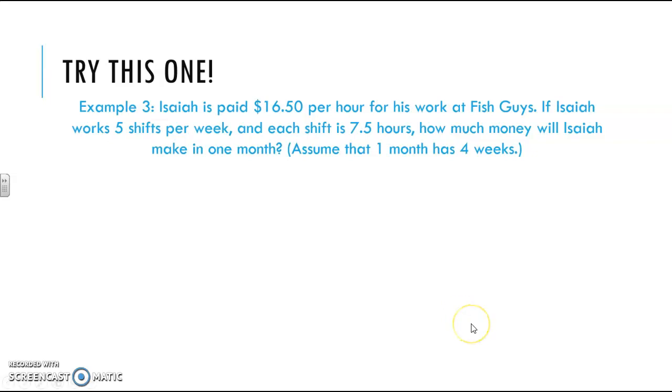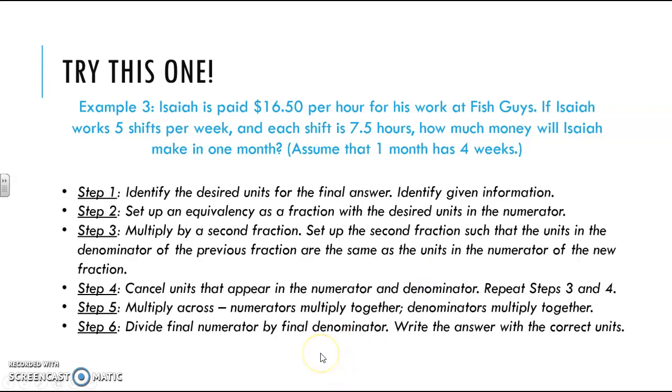All right, here's another one that you can try. So I'm going to let you pause the video here, read through the problem, and here are all the steps to follow for solving this problem using dimensional analysis. So pause the video now and see if you can solve this one on your own. All right, hopefully you've given that a shot, and here I'm going to go through the solution.